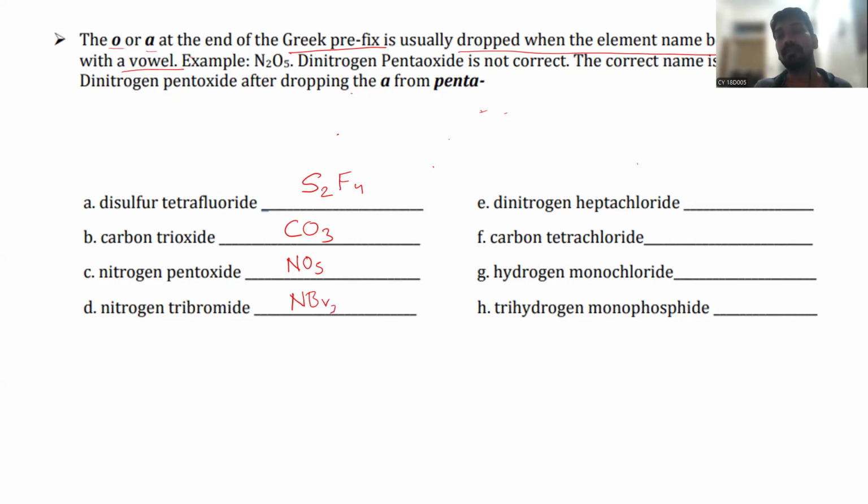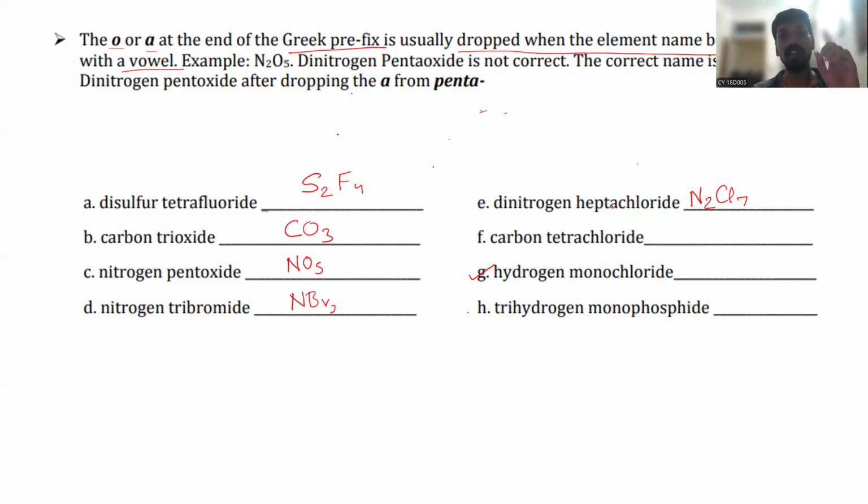Now you have to do this for me. What is this element? It is dinitrogen heptachloride. So what are you going to write for nitrogen? N. And dinitrogen means 2 will come. Heptachloride means chlorine. Hepta means 7. Exactly, fantastic. Then what is carbon tetrachloride? Write it for yourself. Then hydrogen monochloride, that is good. Trihydrogen monophosphide. What will be the answer for this? Do it as homework. Next time I'm going to check it.